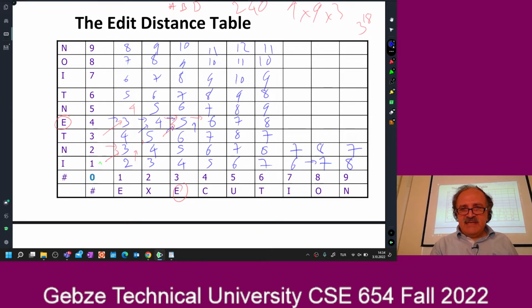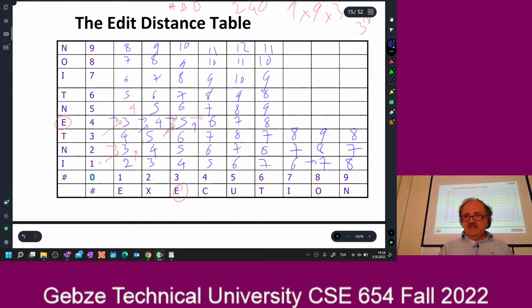Okay, let's fill this in. T with all of them is going to be 8 and 9. And if I go up that way, it's going to be 8. Is that true? Yeah.